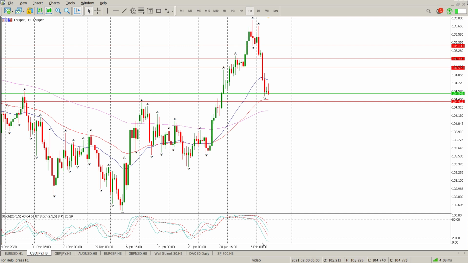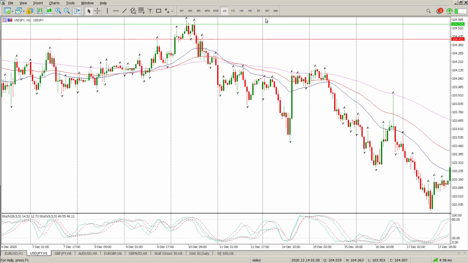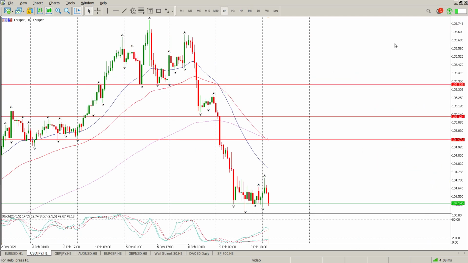So a 50-50 call here for me on the dollar. You know, right now it's indicating dollar weakness, but the markets are tired as well, so I'm keeping my eyes open because I'm not convinced either way.